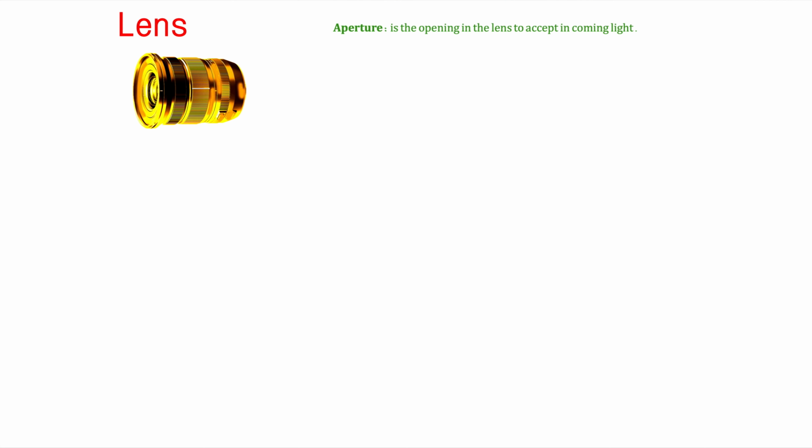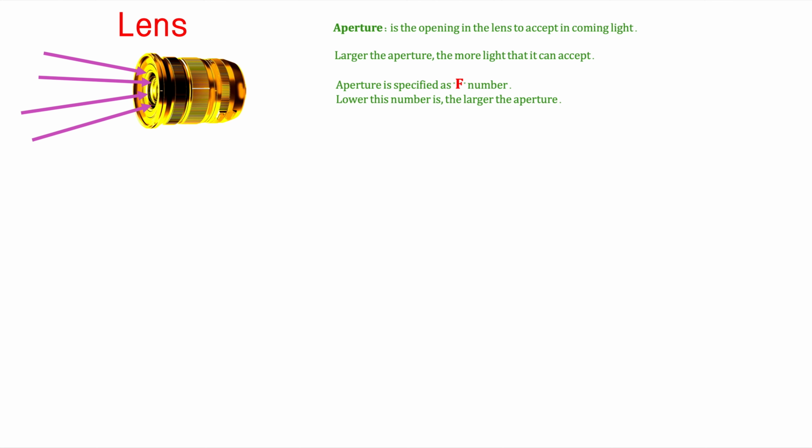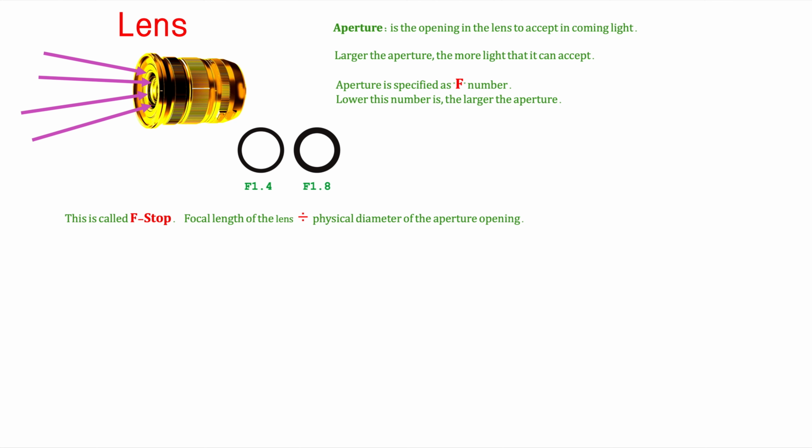The second characteristic is called the aperture. Aperture is the opening in the lens to accept incoming light. Basically, larger the aperture, the more light that it can accept. Aperture is defined as a f number. Lower this number is, the larger the aperture. If you look at these examples of f1.4 and f1.8, you can see that the opening in 1.4 is larger than that of 1.8. This is called f-stop.